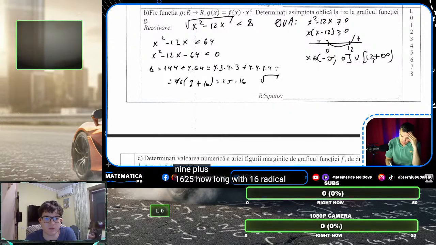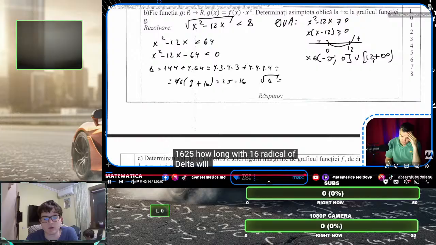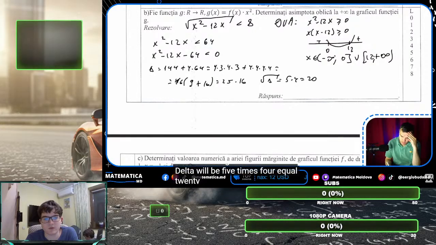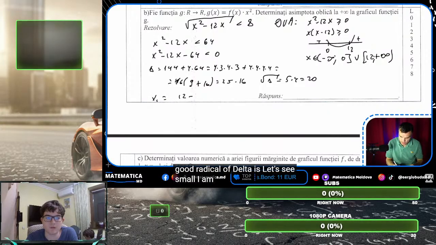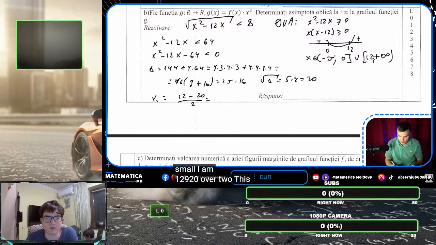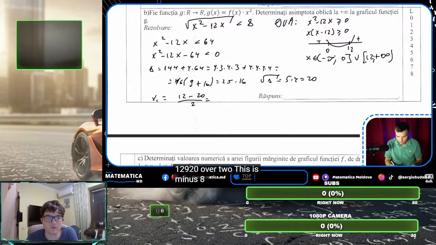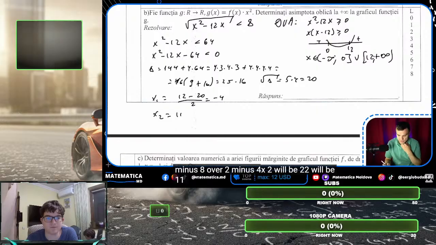So he got 16 up front, and then 9 plus 16. So then he got 25 times 16. I guess that's like the easier option, but I don't think exactly. And now the square root of that's gonna be 5 times 4, which is 20. That's like a geek way to solve it. I don't want to do it like that. Now we got 12 minus 20 divided by 2, and that's minus 4.